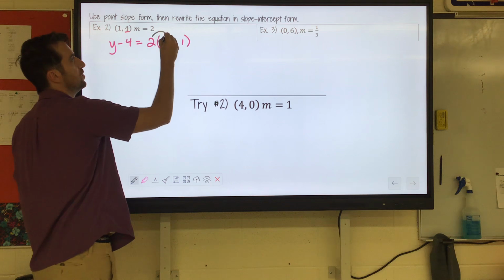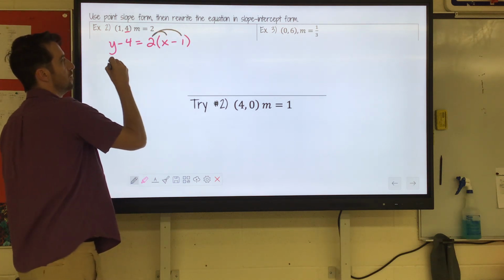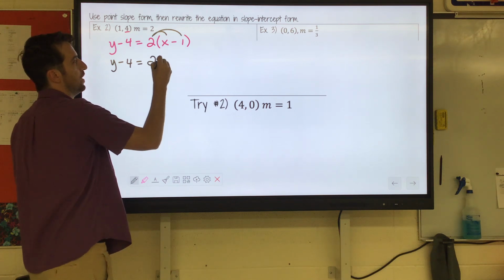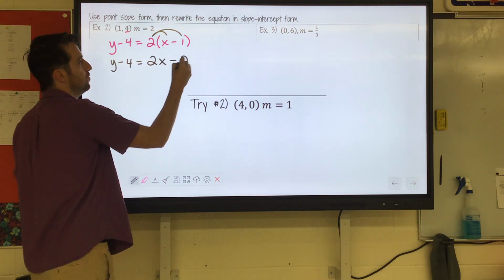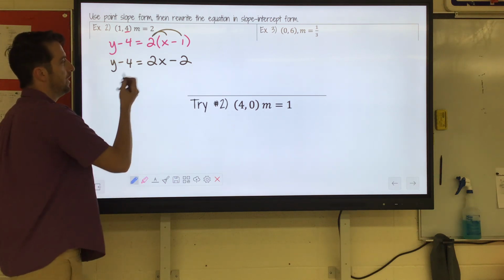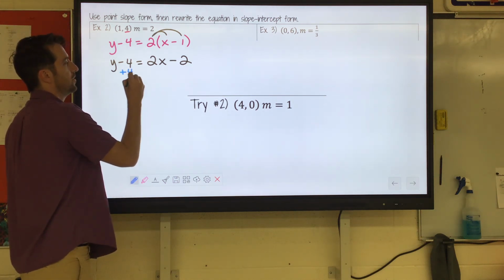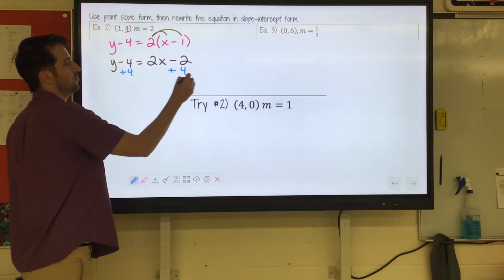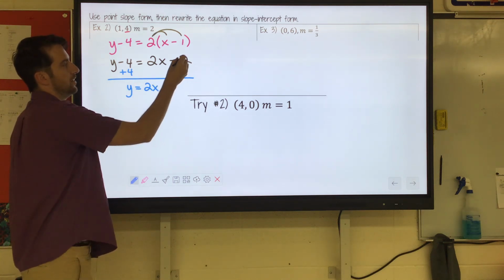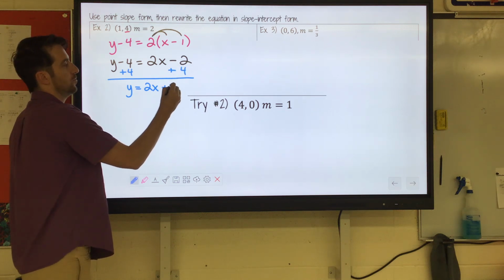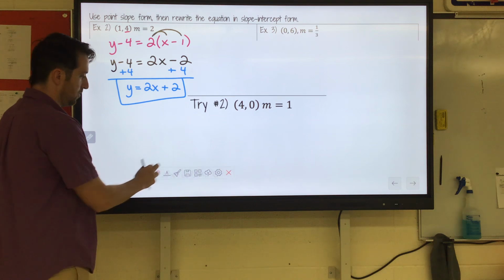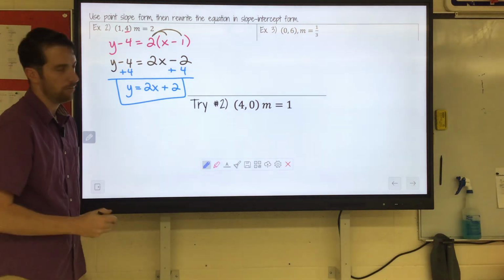You distribute the slope, so it would be y minus 4 equals 2 times x is 2x, 2 times negative 1 is negative 2. And then we just have to get y by itself to get in slope-intercept form. I see a minus 4, cancel that out with a plus 4. But do it to both sides to keep it balanced. Y equals 2x, and then negative 2 plus 4 is positive 2. Nice. So let's try it again, and then you're going to try one.